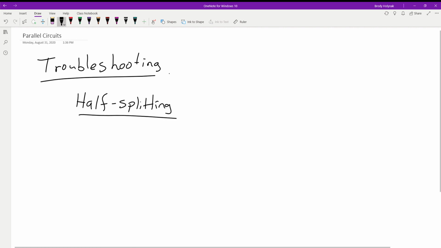This is just a fancy term for a way to troubleshoot. The idea is we take a system. So let's say we have a system or whatever that has 10 contact points.